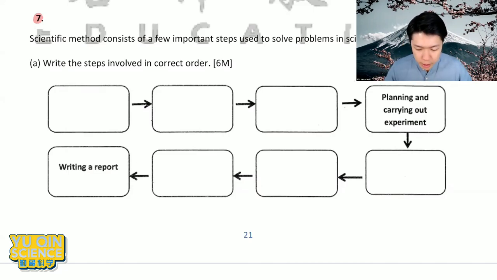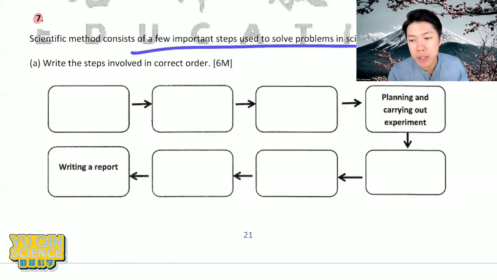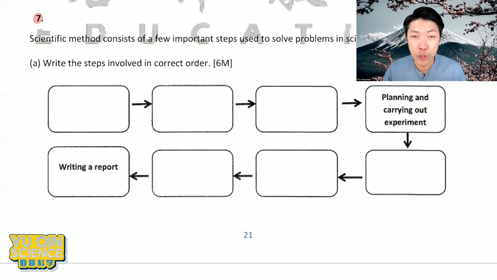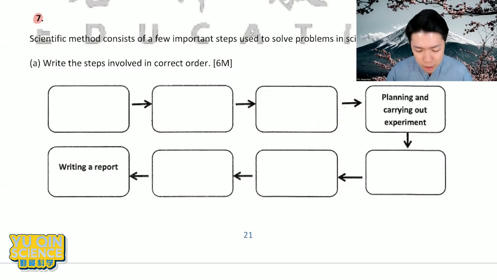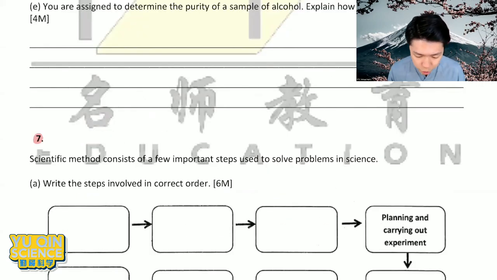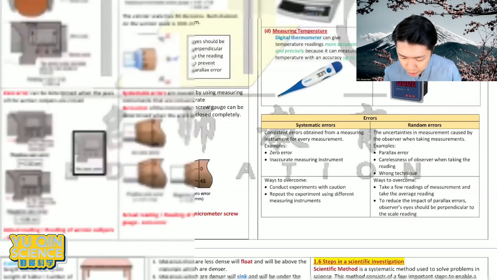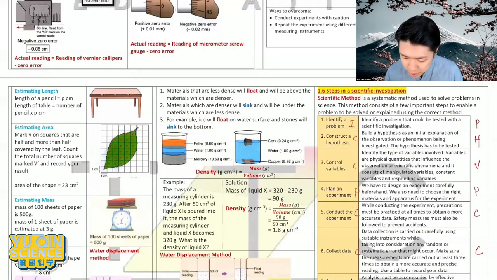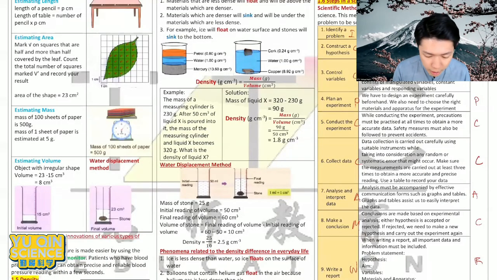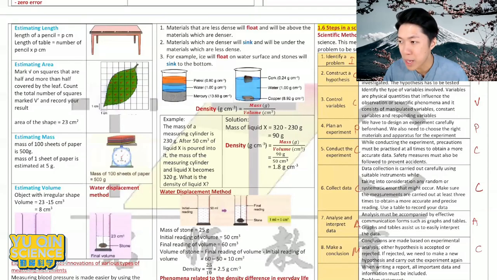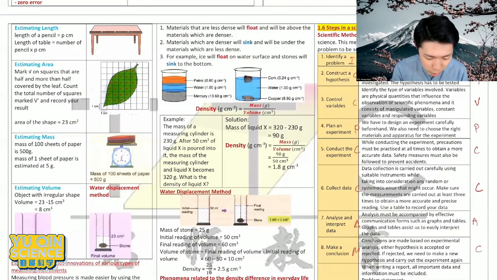So now, scientific method. You have to remember the steps that we have, which is the investigation of the report that you have to write. So you have to memorize the steps. We have it in your chapter 1, the last part of chapter 1, steps in investigation. You will probably want to spend some time memorizing the sequence. It takes time, so try your best to remember that.